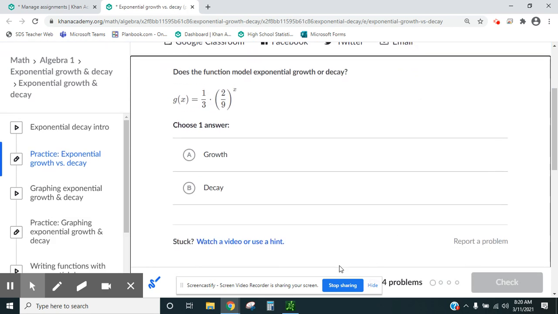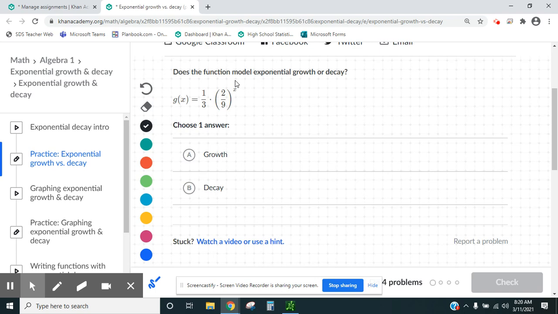Sorry, Trev. Is this growth or decay? Well, here's where you have to look. This is the rate, growth rate, right here. Is that number, when you multiply it by something, will that make the next number smaller or larger?